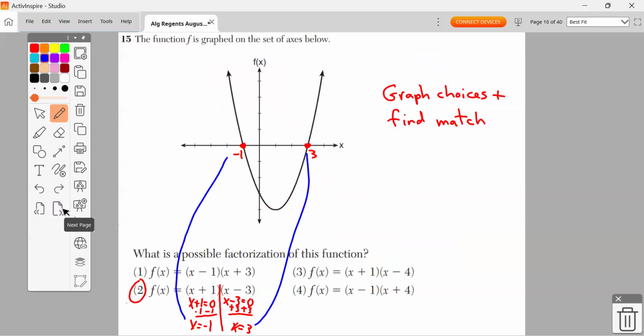In question number 15, the function f is graphed on the set of axes below. What is a possible factorization of this function? You could just graph it and find the match again. Type each one of these equations into your y equals, graph it and find the match. You're looking for these x-intercepts or zeros or roots or solutions at -1 and 3. Or you could take each of these and set them equal to 0 and solve. Notice that I get -1 and 3, exactly what I got there.